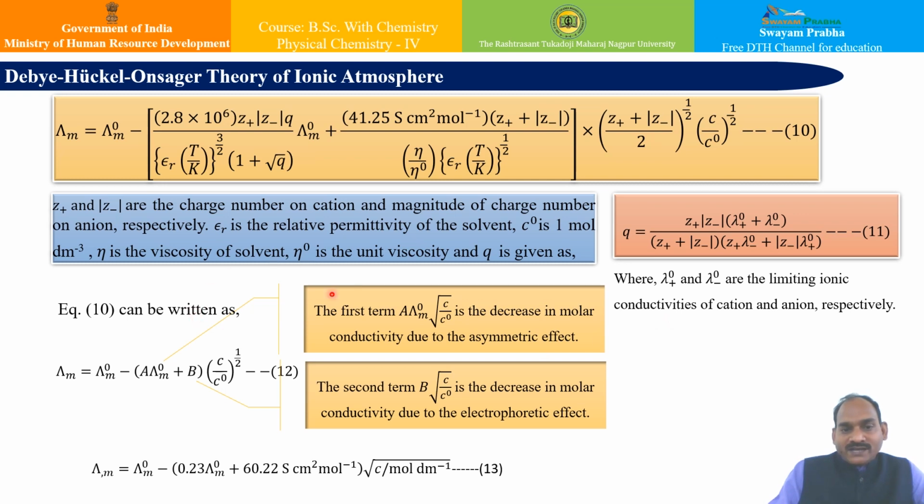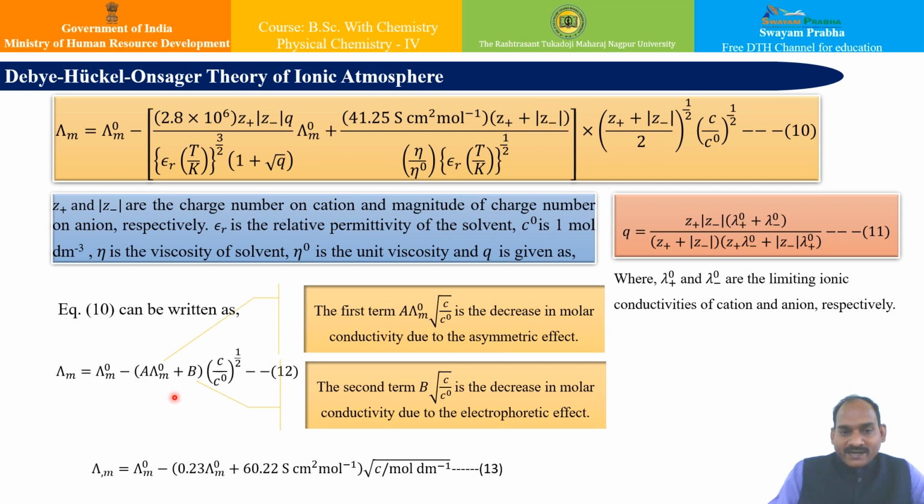So this equation 10 can further be written as: molar conductance is equal to molar conductance at infinite dilution minus A into molar conductance at infinite dilution plus B. This quantity we have called A, and this we have called B. This quantity multiplied by this quantity is nothing but A, and this quantity multiplied by this quantity is nothing but B, and we have tried to rearrange it. So my first term in this bracket, this particular A into this quantity, is the decrease in molar conductivity due to the asymmetry effect.